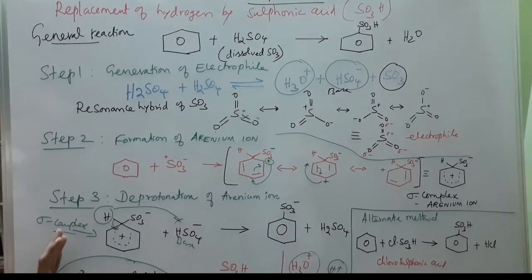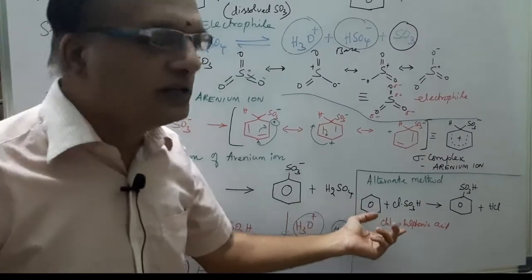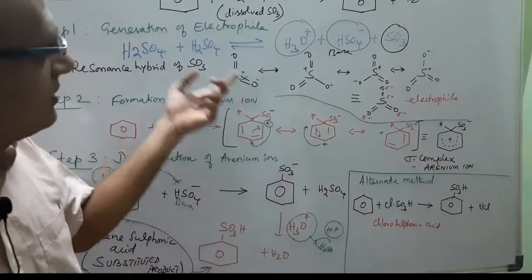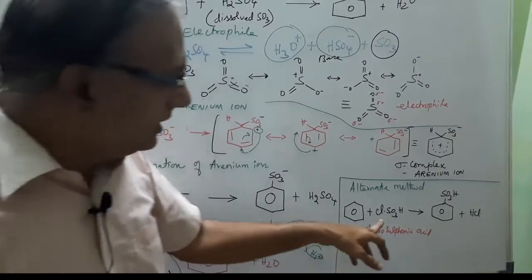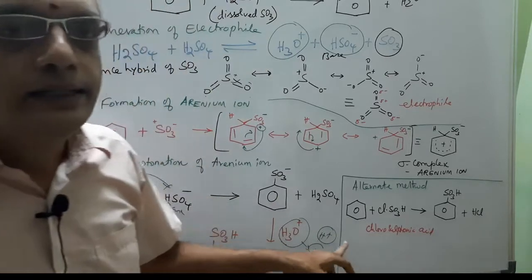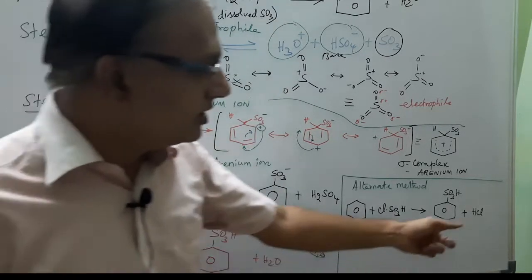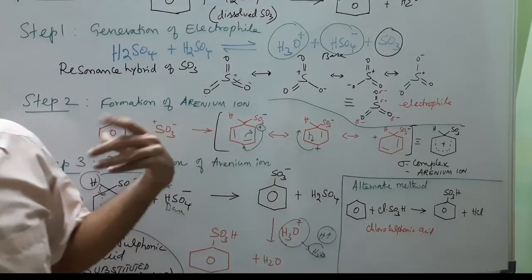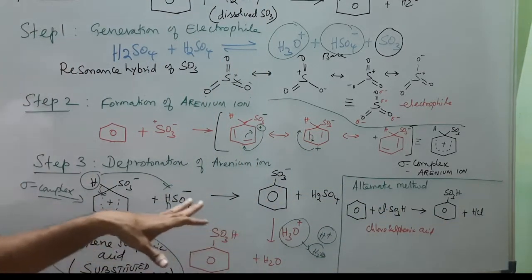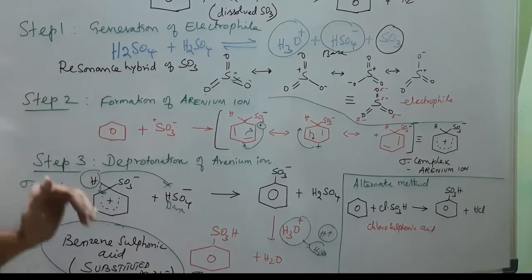And this is the simplest route, and another alternate method is also available. So, instead of going with sulfuric acid, we can use chlorosulfonic acid, which will result in benzene sulfonic acid as a product along with HCl, by a similar mechanism. So, this is the way I am trying to focus on all I have mentioned here.